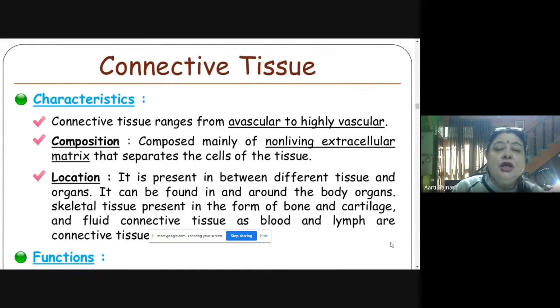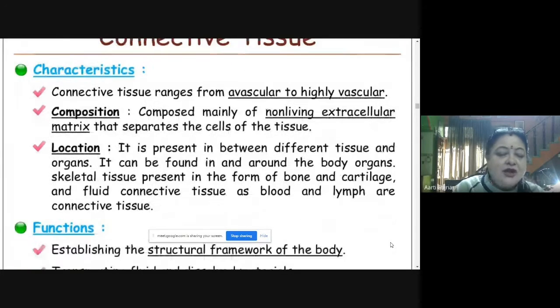As I told you, connective tissue is of different types. Bone is one type of connective tissue, cartilage is one type, blood is one kind of connective tissue, and lymph is there. So it can be in the form of hard bone and cartilage, or it can be in the form of fluid connective tissue. Skeletal connective tissues are bone and cartilage, and fluid connective tissues are lymph and blood. Now, what are the functions?